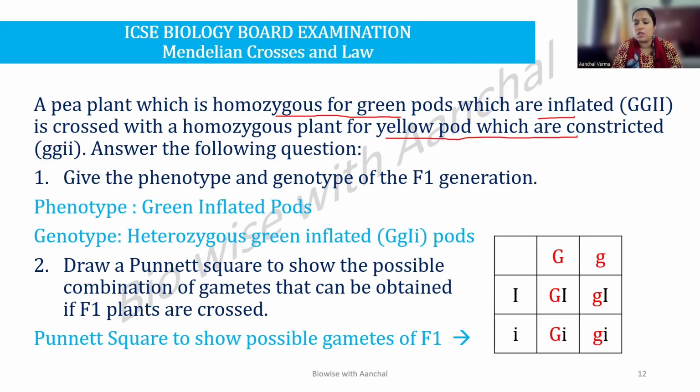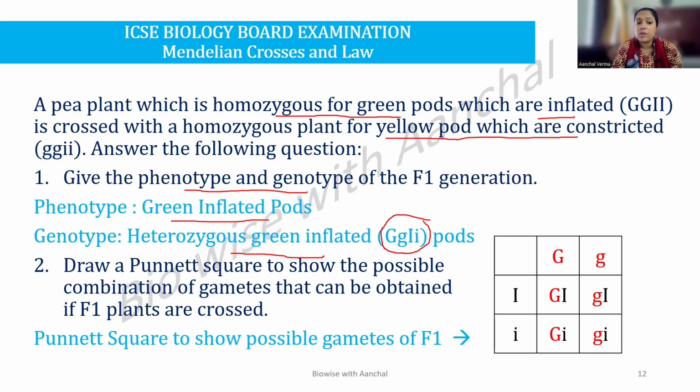Answer the following questions based on this. Now, give the phenotype and the genotype of the F1 generation. Even without doing the cross, if you know the dominant trait is green and inflated, the F1 will be green and inflated pods. And the genotype will be heterozygous. So this is the heterozygous condition of green and inflated pod.